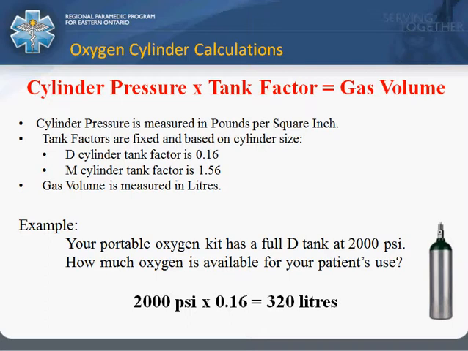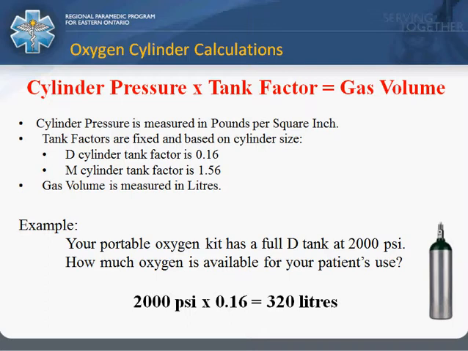Here are our tank factors: 0.16 for a D, 1.56 for an M, and then the result of our calculation is gas volume measured in liters. Now hold up. I know we're dealing with a mixture of imperial and metric. We've got pounds going in and liters coming out. Don't worry, the tank factor looks after that calculation, looks after that conversion for you.